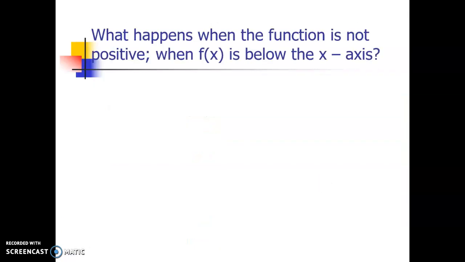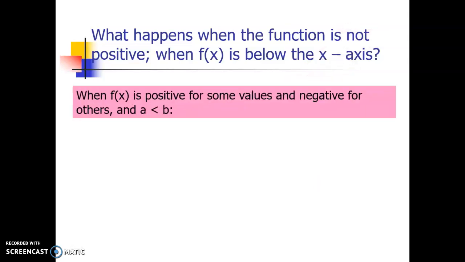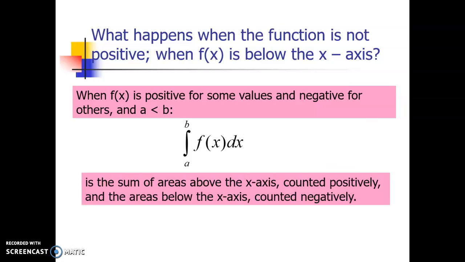So again, recapping, what happens when the function is not positive? When f of x is below the x-axis? If f of x is positive for some values and negative for others in the interval from a to b, we take the sum of the areas that are above the x-axis and count them positively, think of them as positive numbers, and the areas that are below the x-axis and count them as negative values.